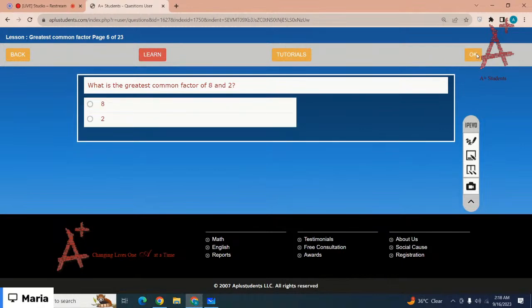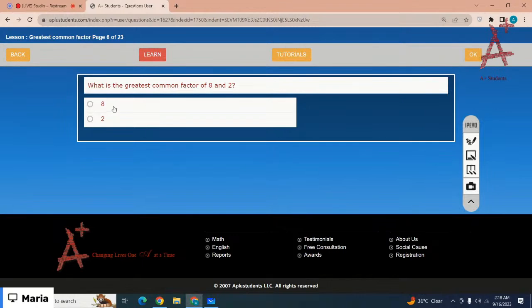Okay, the next one is, what is the greatest common factor of 8 and 2? Which is the correct option? The greatest common factor is the one that can divide both the numbers completely, right? You are given two options. So when you are given options, that is very easy. Just check with the options. The correct option is the one that can divide both the given numbers, right?